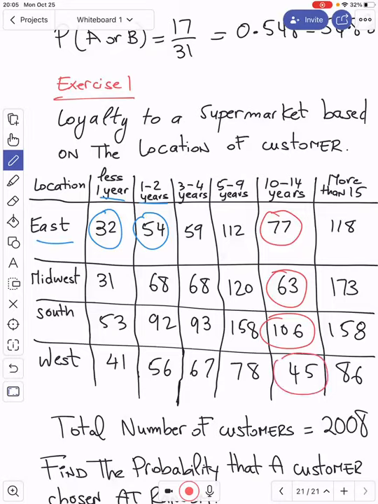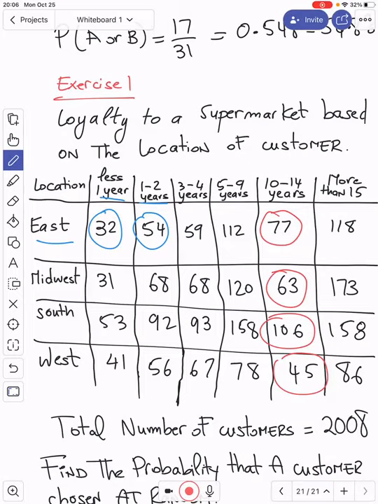So in total, we have 77 plus 63 plus 106 plus 45, right? Customers that have been loyal from 10 to 14 years. So that'll be 291, right? If I'm not mistaken, yes, I think it's 291. So in total, we have 291 customers. They have been loyal to the supermarket from 10 to 14 years. Does this make sense to you guys?